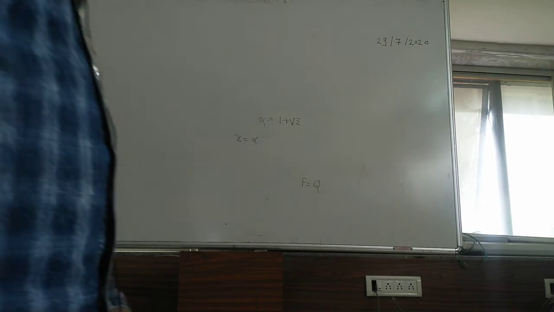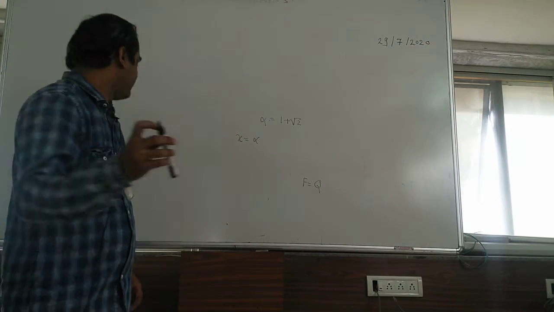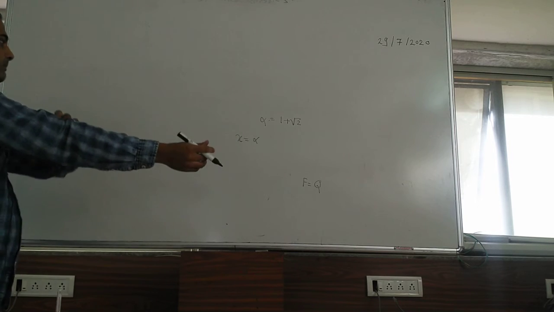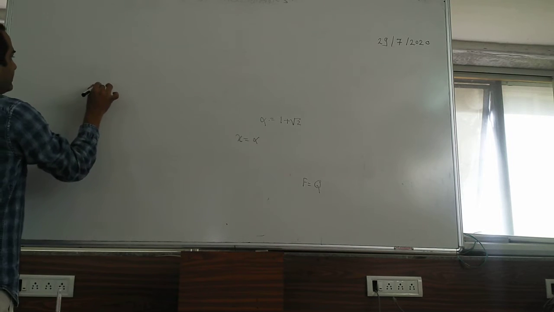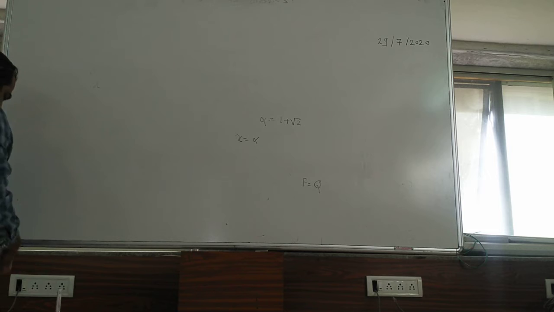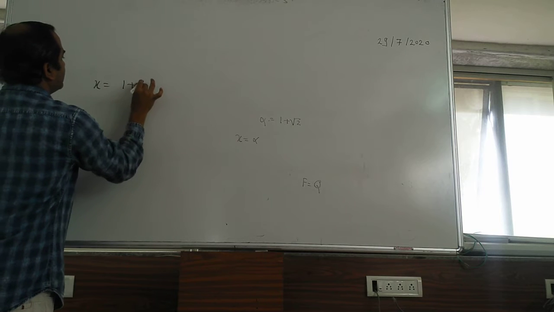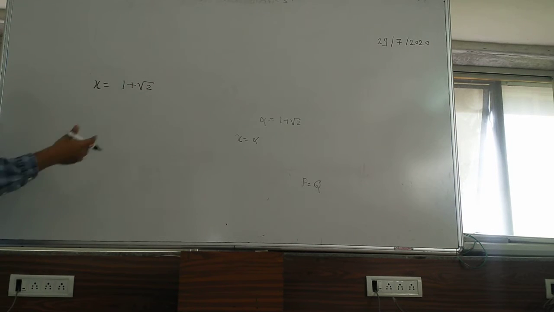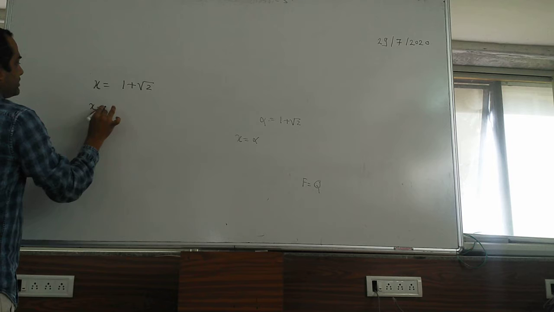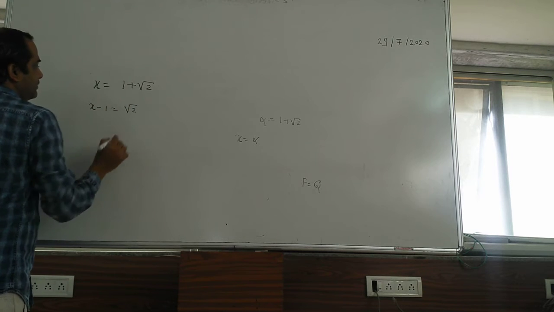So coming to alpha is equal to 1 plus root 2. How to find out a polynomial? Let x is equal to 1 plus root 2. Take that x is equal to alpha. So x is equal to 1 plus root 2. What are the rational numbers? Take them on the left hand side. So x minus 1 is equal to root 2.